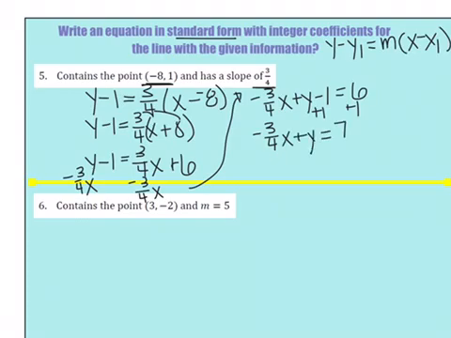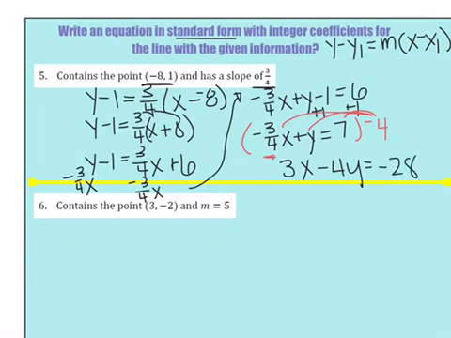And now we have to check that a value is a negative and it's also a fraction, and we don't want a fraction, so I have to multiply by a negative to get rid of the negative, and then I have to multiply by 4 because it's dividing by 4. So everything gets multiplied by that, and my standard form then would be 3x minus 4y is going to equal a negative 28, and I would be done.